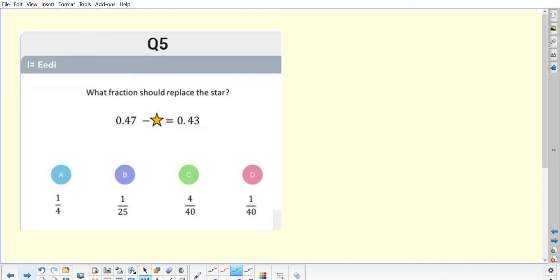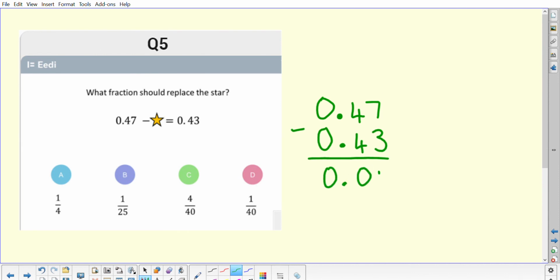Now for this one, what fraction would need to replace the star here? If you're looking at the number 0.47, what have you taken away to get to the answer of 0.43? What's the difference between those two numbers? Well, you could of course just work it out by taking the 0.43 away from there, and you will see that the difference between these two numbers is 0.04. Now that means that is the number that must have been taken away, and 0.04, using the column headings, would be 4 over 100.